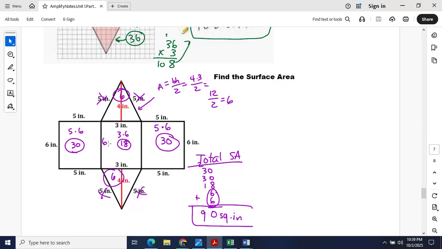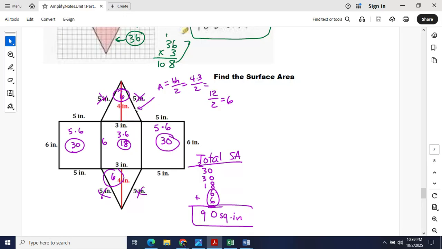Now, I want to find the area of the 3 rectangles in the middle. Don't assume that they have the same base and height. If I look, this base is 5, this height is 6. So 5 times 6 is 30. Now the one in the middle is a little smaller. The base is 3, the height is 6. 3 times 6 is 18. And the one on the end is a 5 by 6. 5 times 6 is 30.